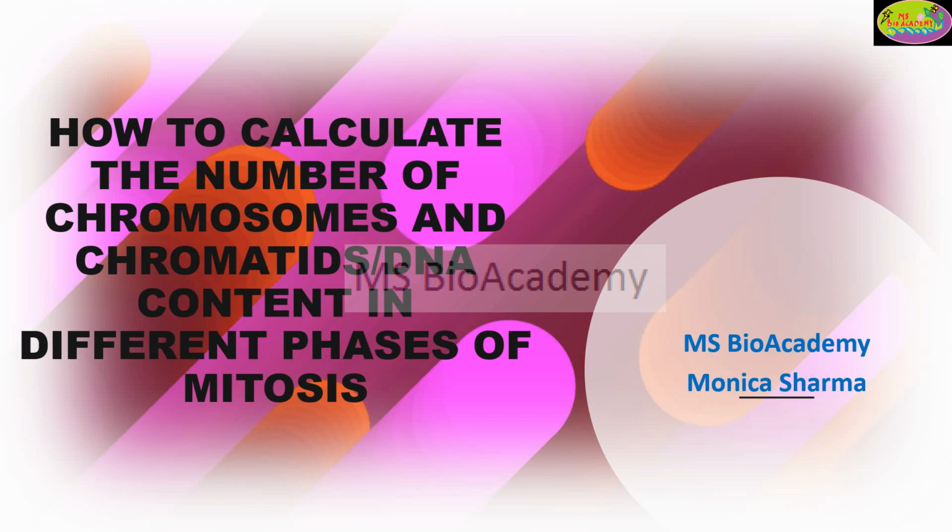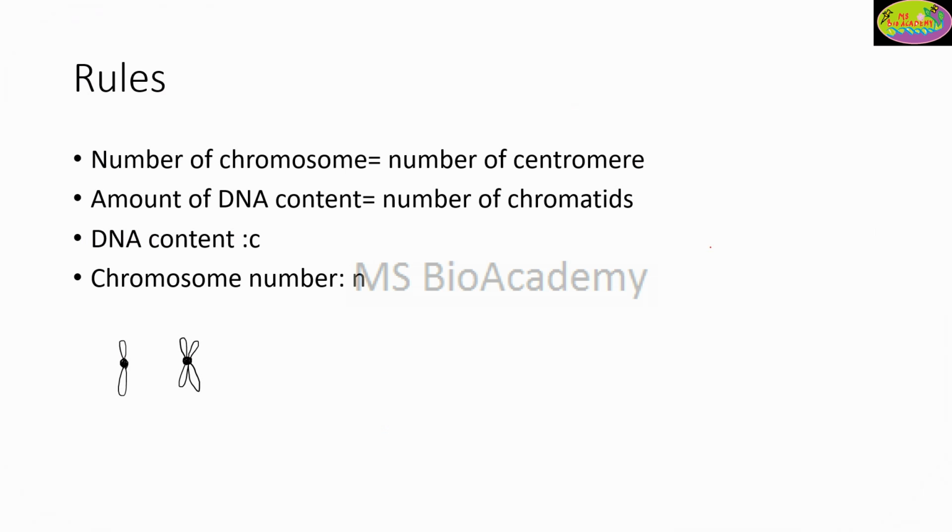Now, why have I taken this topic? Because I have found that most of the students are getting confused with this particular topic and they are not able to find out what the chromosome number is, and what the amount of chromatids is in different phases of mitosis. So let's discuss this and clear your doubts, and make it very simple to understand and memorize how many chromosomes are present, how many chromatids are present, and what the DNA content is in different phases.